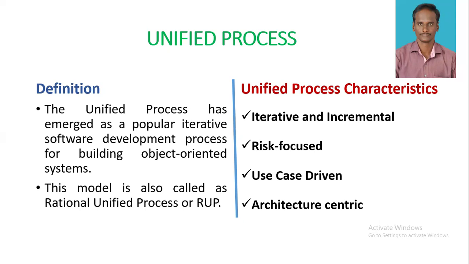The unified process model has a set of characteristics, listed here. The first one is iterative and incremental. The second one is risk focused. The third one is use case driven. And the fourth one is architecture centric.